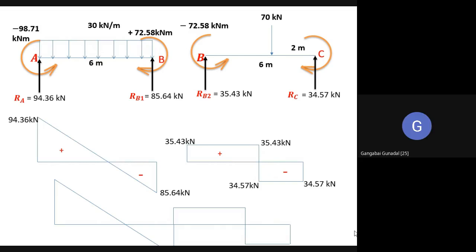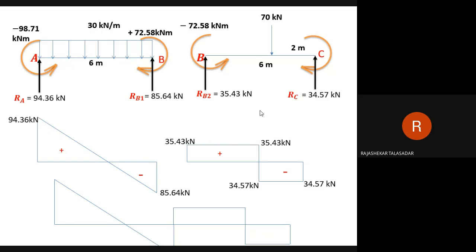Minus 85. Minus 85 means below the baseline, it is minus 85.64 at this point. Then if you cross B, to the left of B it is minus 85.64, and then at B there is plus 85.64 up. So it goes to 0. Minus 85.64 plus 85.64 goes to 0. Here moments will not come, because shear force means only vertical loads will come into the picture.